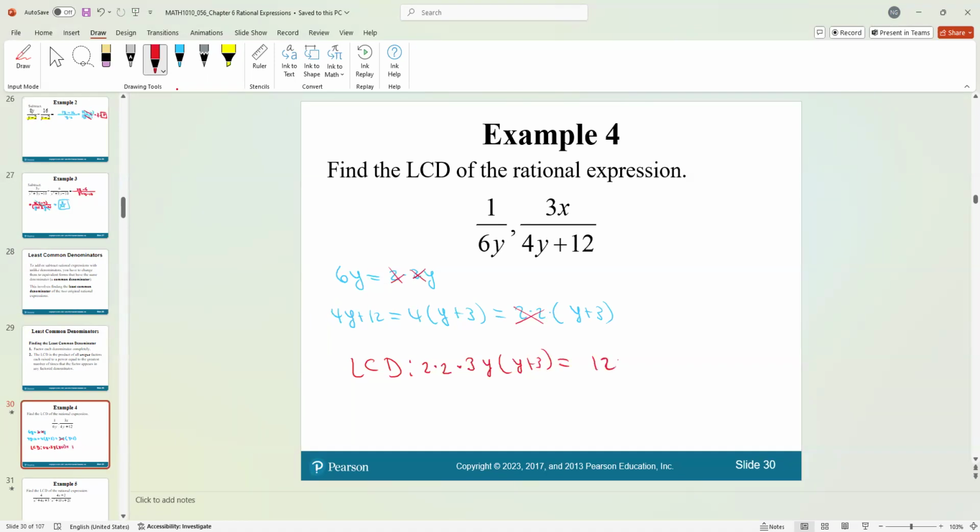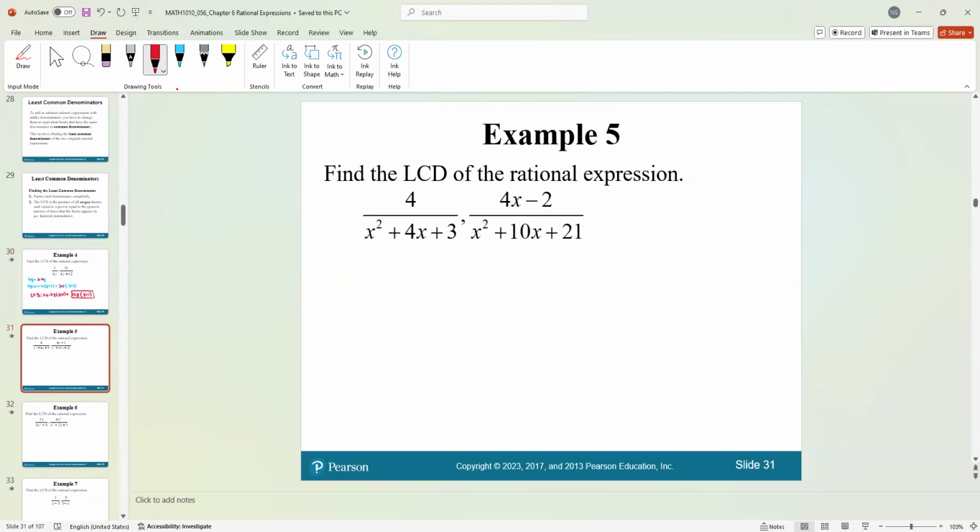So that would give you 12y times y plus 3 as the least common denominator, the LCD. Or the least common multiple, the least common denominator. It doesn't matter how you say that, but that's what happens when you want to do it.